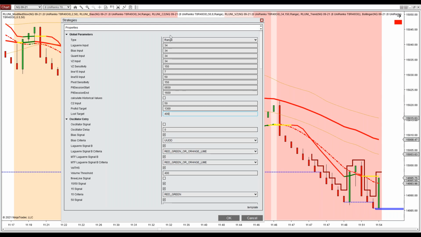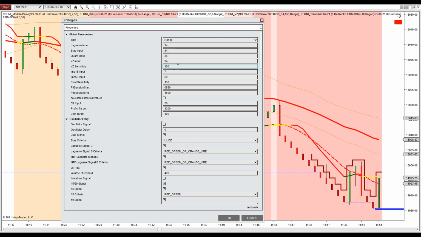Now, all these inputs we're going to give you, they're all instrument independent. The 34 range is our key higher time frame. We calculate everything here.